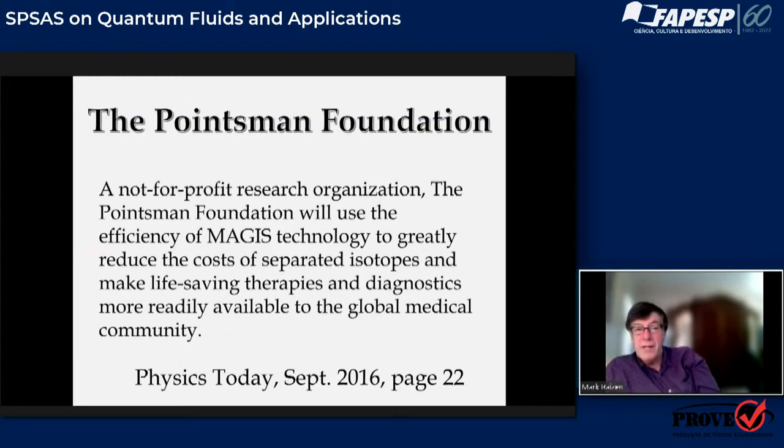The Pointsman Foundation is a not-for-profit research organization. At least as our starting point, we're going to use the efficiency technology to greatly reduce the cost of separated isotopes, making life-saving therapies and diagnostics readily available to the global medical community. There was a review article about our work in Physics Today, but it's quite old by now, and I'm hoping that there will soon be an updated review article, because we've made a lot of progress.